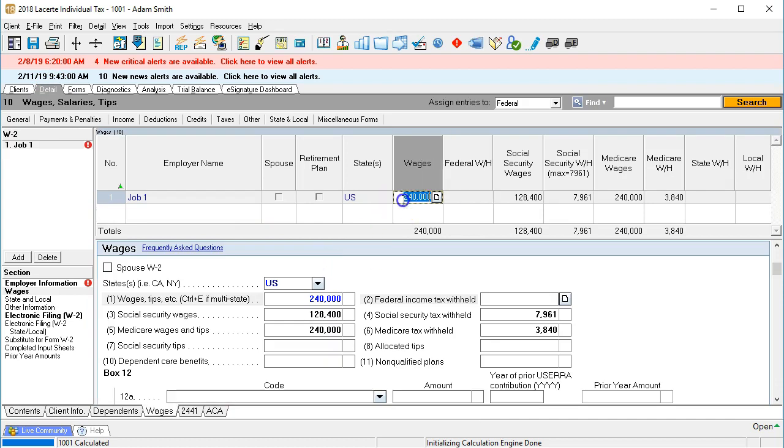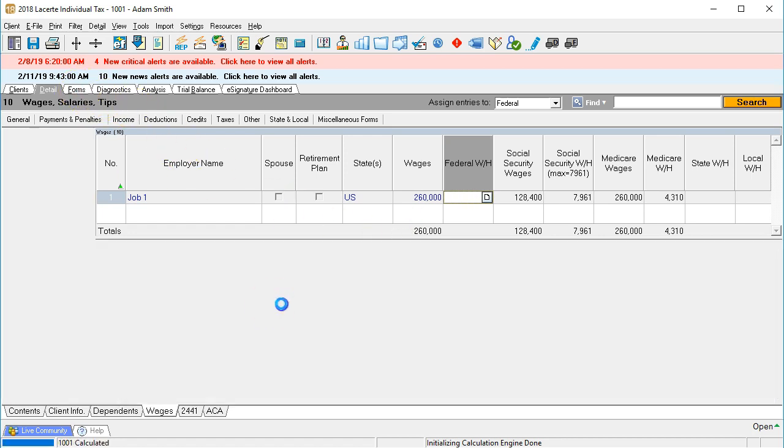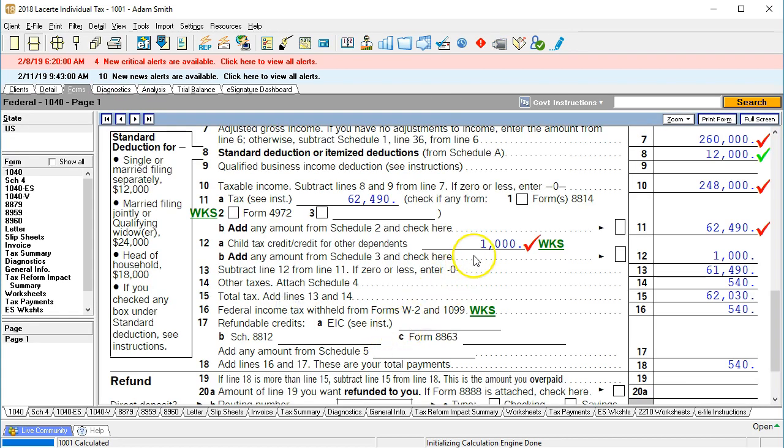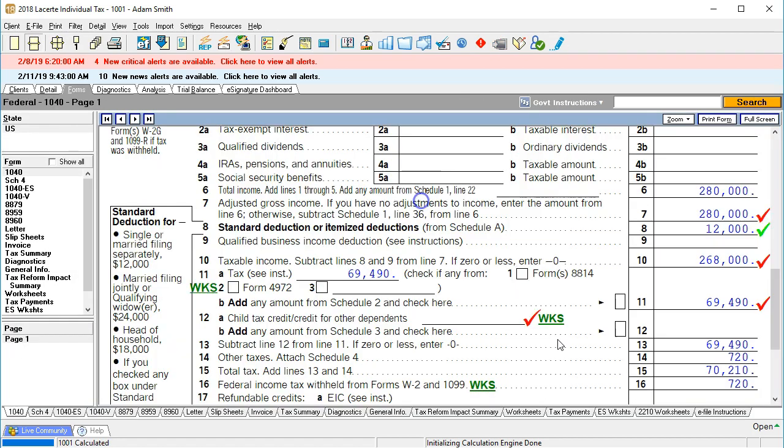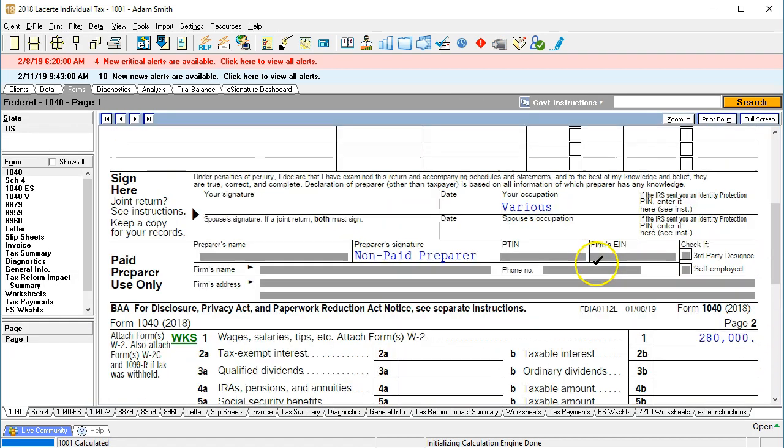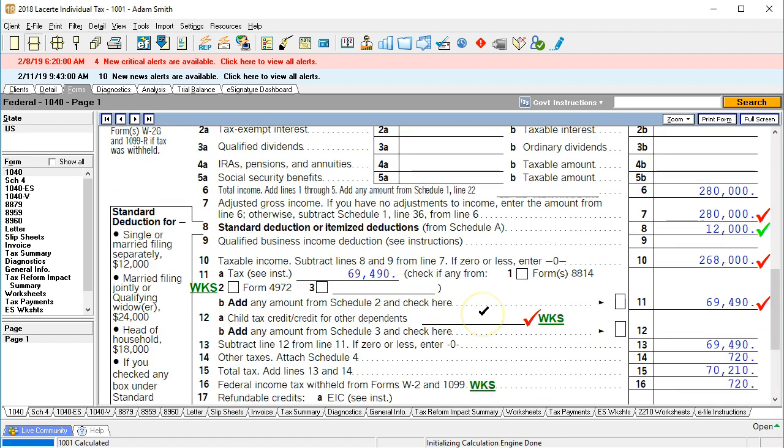So what if we keep on increasing and say we got 260,000, and if we go back over and say, all right, 260,000, now we're down to 1,000. And so you can see basically how the phase out is working. At 280,000, if we bring the income to 280 with our two dependents, we can see that we're back down to 0 on the credit.